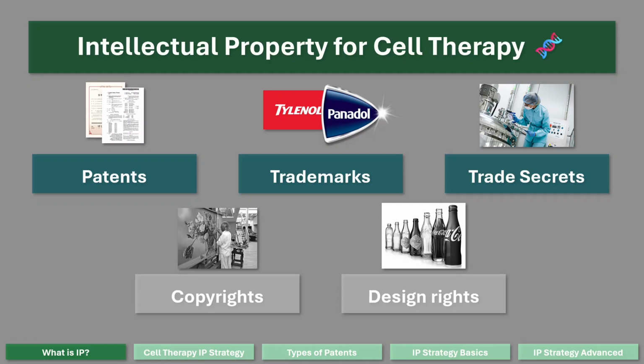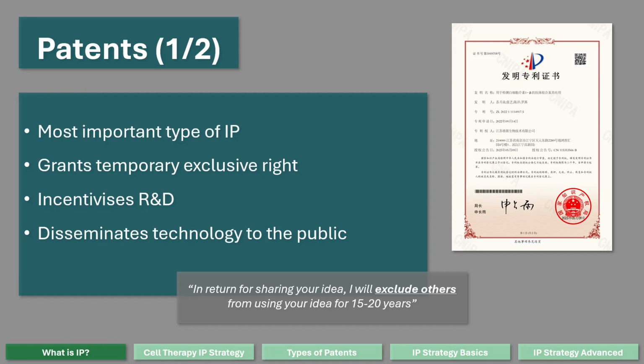For the purposes of cell therapy IP strategy, we will only focus on relevant IP such as patents, trademarks, and trade secrets. Patents are the most important type of IP. Patents are filed to regulatory bodies by companies or individuals. It rewards the people who file it with a temporary exclusive right of the patent function. This right is effectively a monopoly right to any idea that covers the technical information stated in the patent. This is a reward for the disclosure of technical information and the effort invested to produce it.